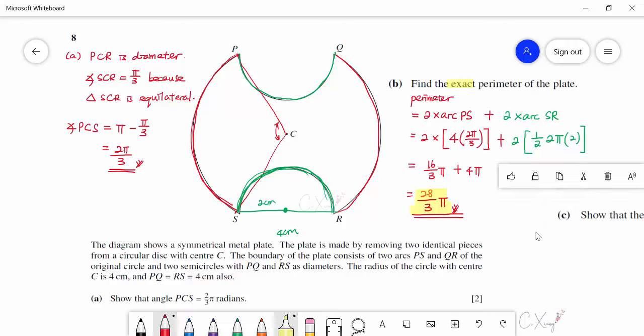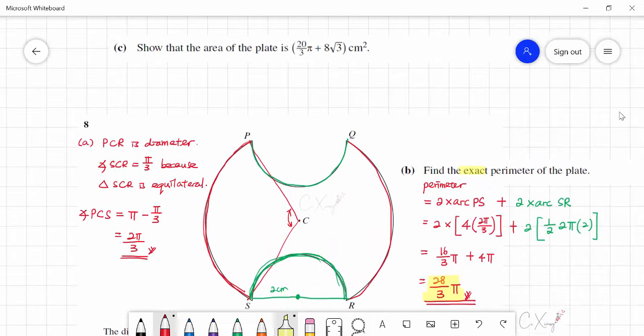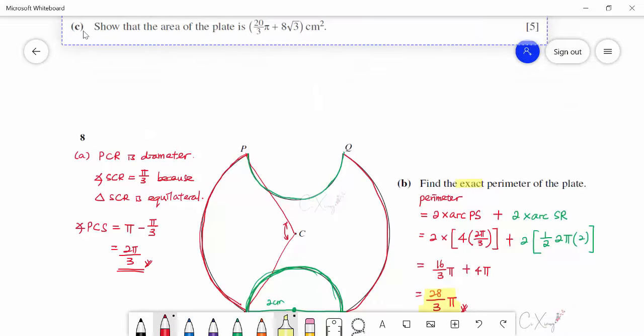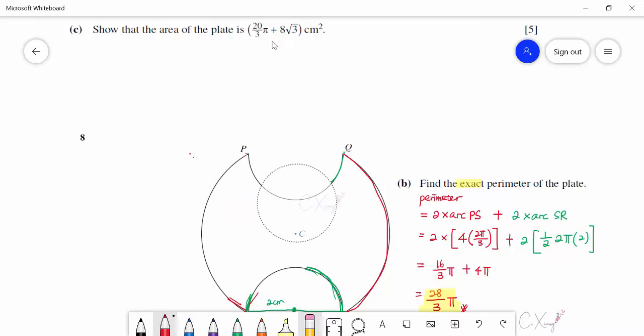Okay, then now we proceed to part number C. Okay, so for part C, maybe I will just show it here on top. Okay, so for part C, they want us to show that the area of the plate is this length. Alright, so now how can we actually find the area of the plate? So we need to investigate a little bit before we can start.